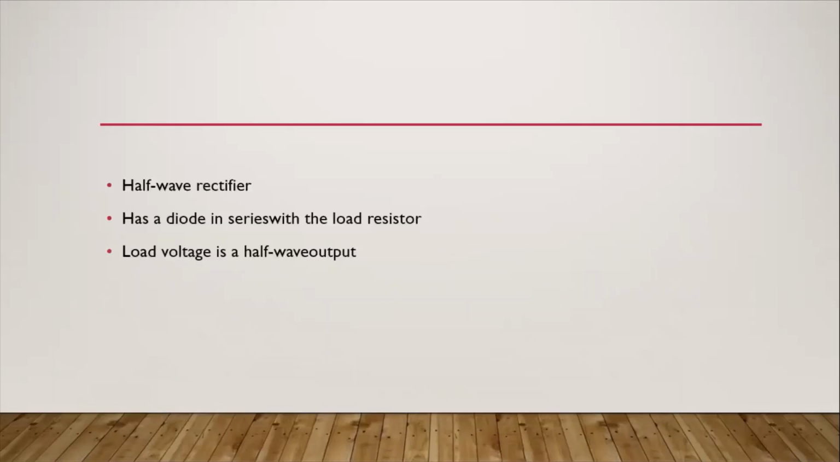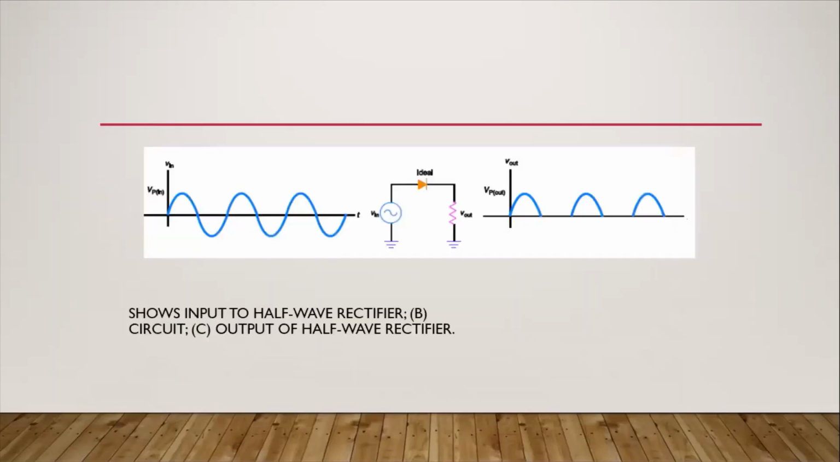Now we will discuss the half-wave rectifier. As you can see, the half-wave rectifier has a diode in series with the load resistor. Yun yung schematic circuit ng half-wave rectifier. The output voltage natin dito is a half-wave output. These are the schematic symbol or diagram for the half-wave rectifier.